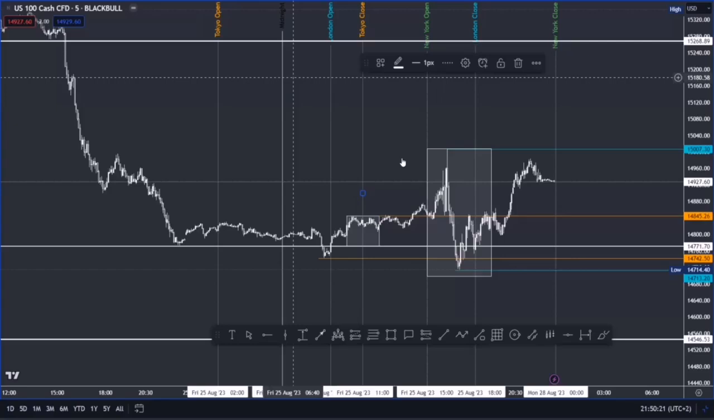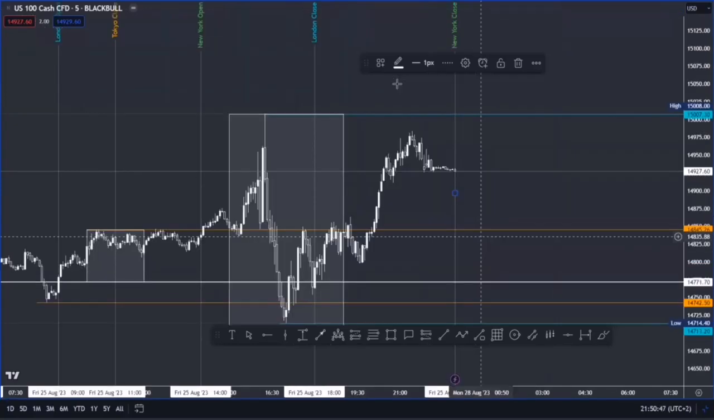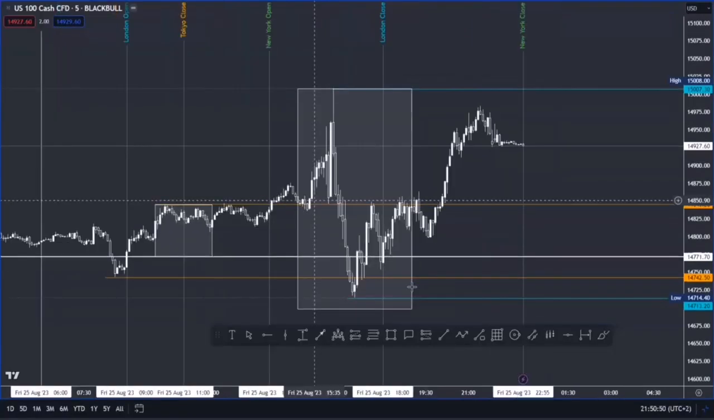And then there's a high. Okay, London closed. London and New York, they've got the same high, which is okay. And then they've got the same low, which is there. All right.